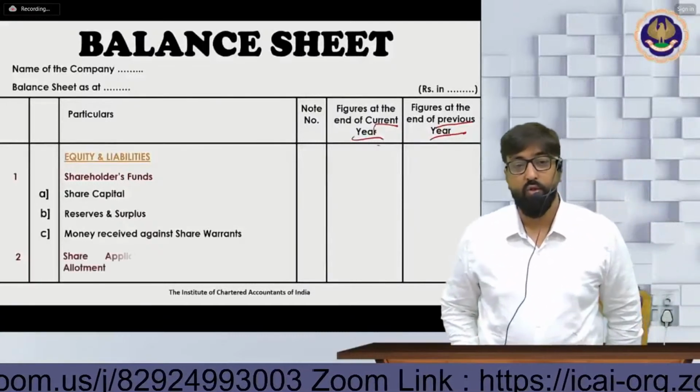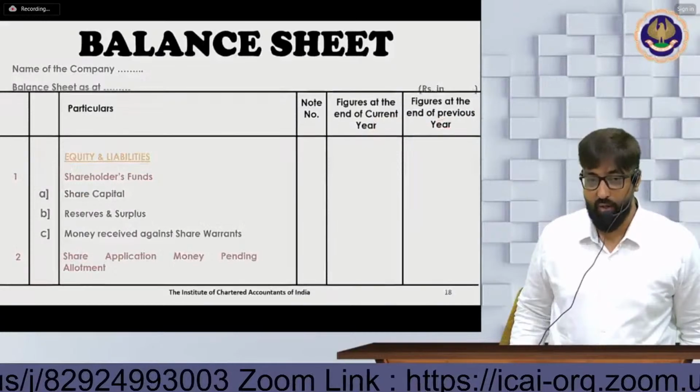Okay. So the third one is share application money pending allotment.